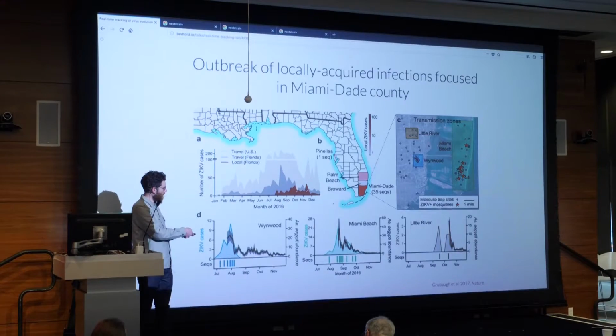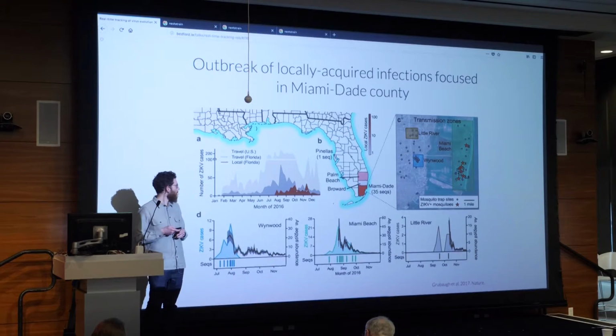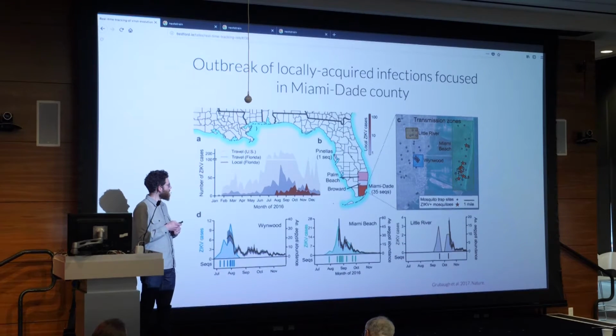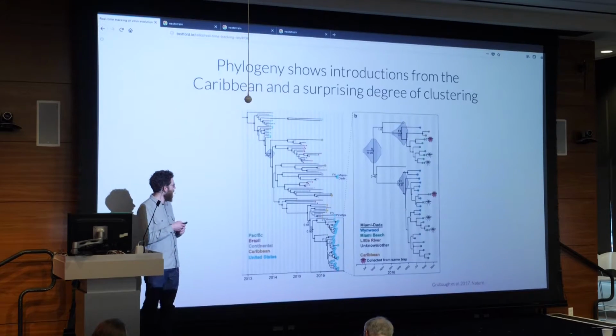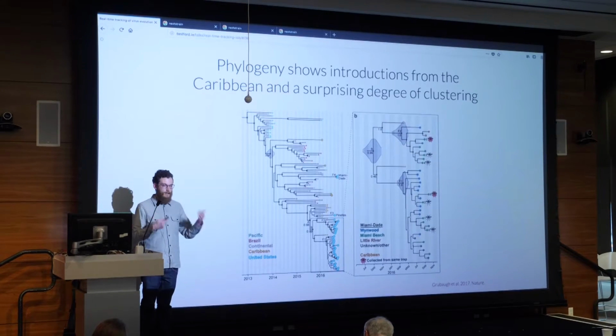When they identified this, they then ramped up vector control, and these black lines are showing mosquito abundance drops, and the outbreak appears to be averted and brought down as well. And then what we're able to do is to look at the genome sequences from these viruses, and then reconstruct what resulted in that outbreak.